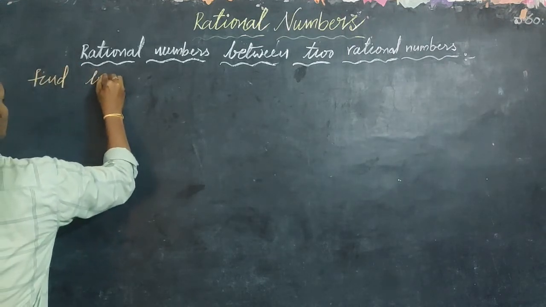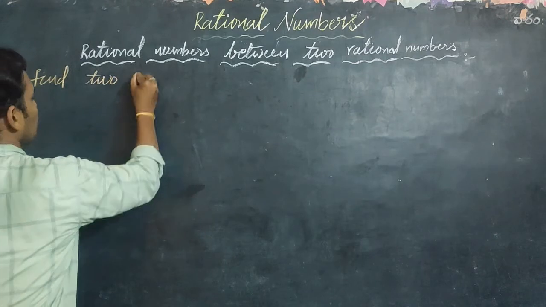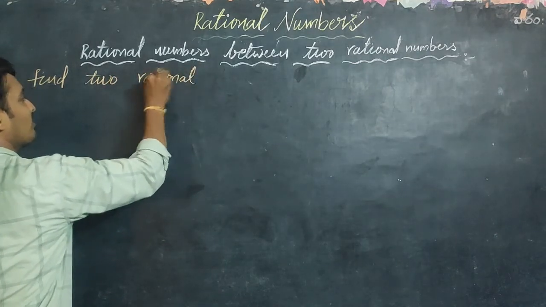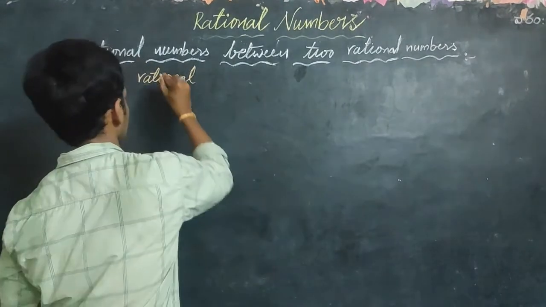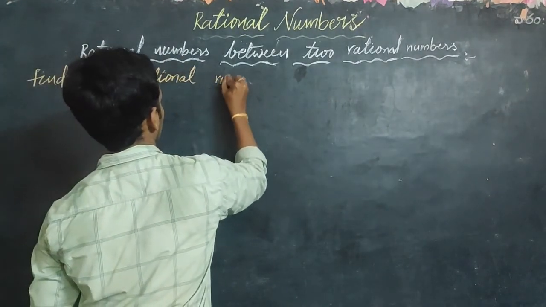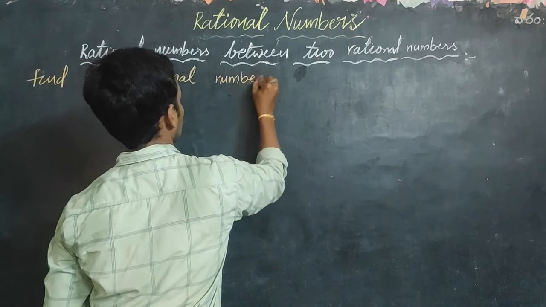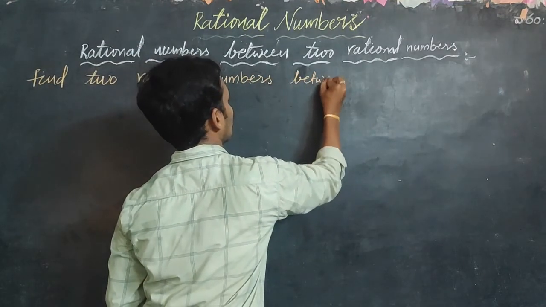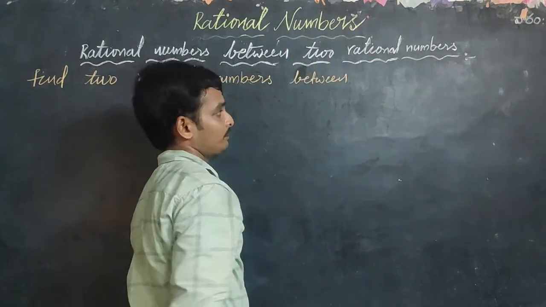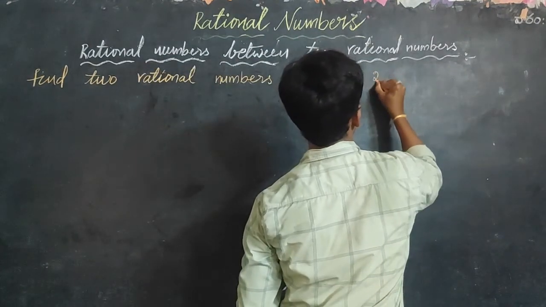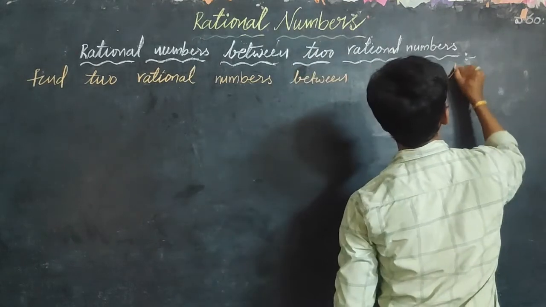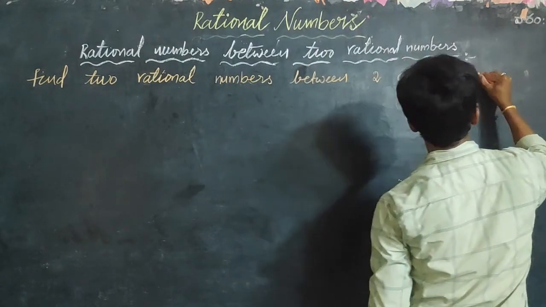Find two rational numbers between 2 and 3 by mean method.